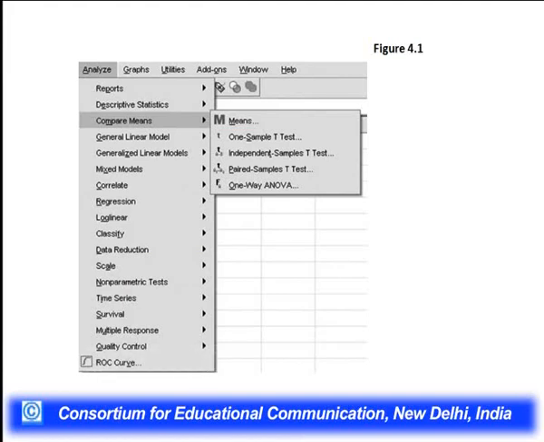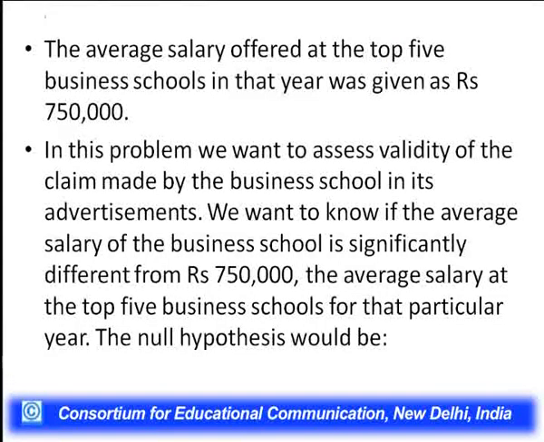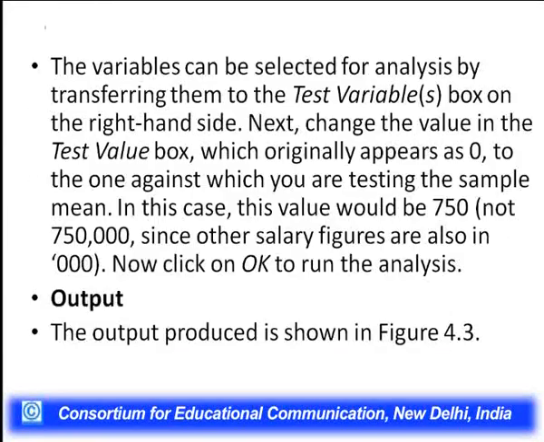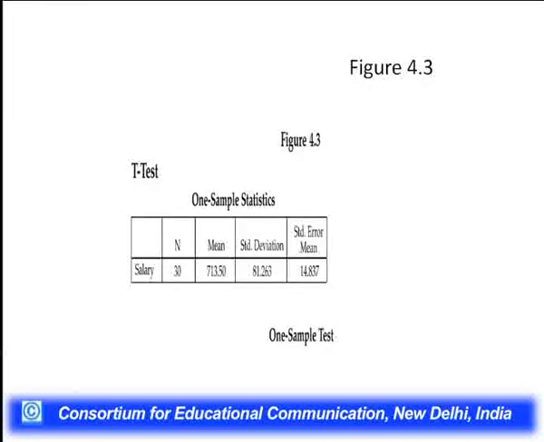So just go to Analyze, go to Compare Means and select One-Sample T-Test. The average here is 7,50,000. We are just trying to compare how it is different from the other. The null hypothesis which we took was that there is no significant difference between the average salary of the B-school graduates and the salary of the top. So just have a look at this.